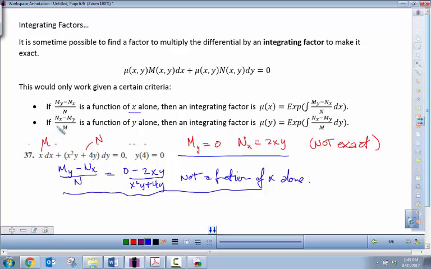So the other one is N_x minus M_y over M, and that is going to be 2xy minus 0 divided by M. M is equal to x. And this is equal to 2y. So yes.